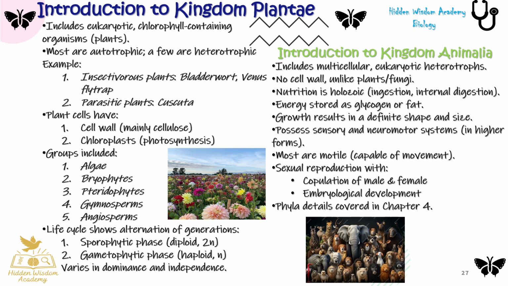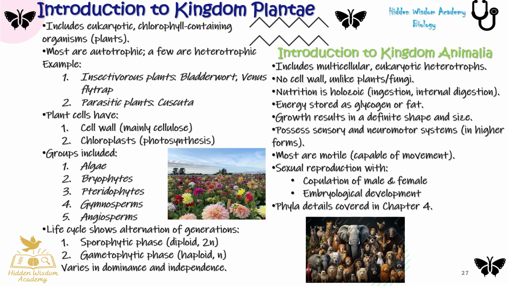Introduction to Kingdom Plantae. Includes eukaryotic, chlorophyll-containing organisms, plants. Most are autotrophic. A few are heterotrophic, for example, insectivorous plants such as bladderwort, Venus flytrap. Parasitic plants such as Cuscuta.